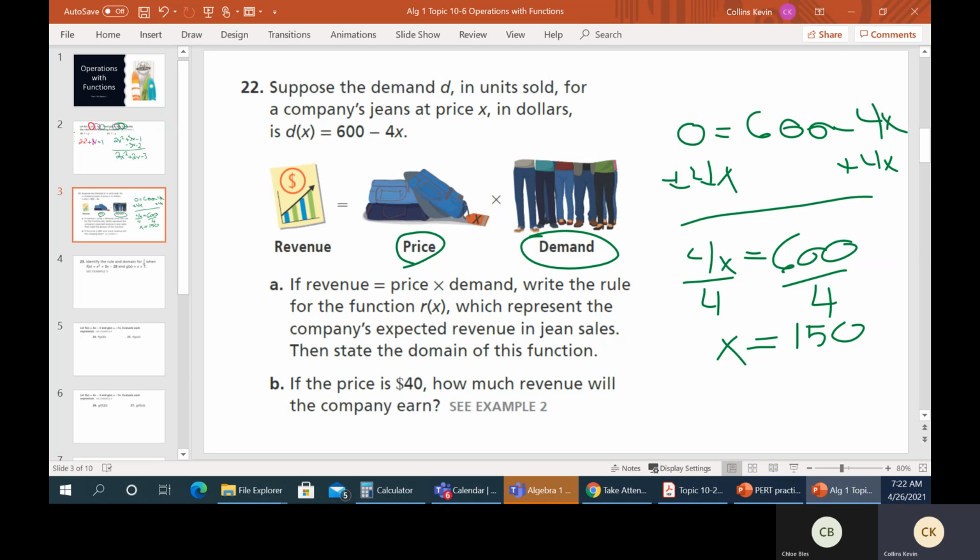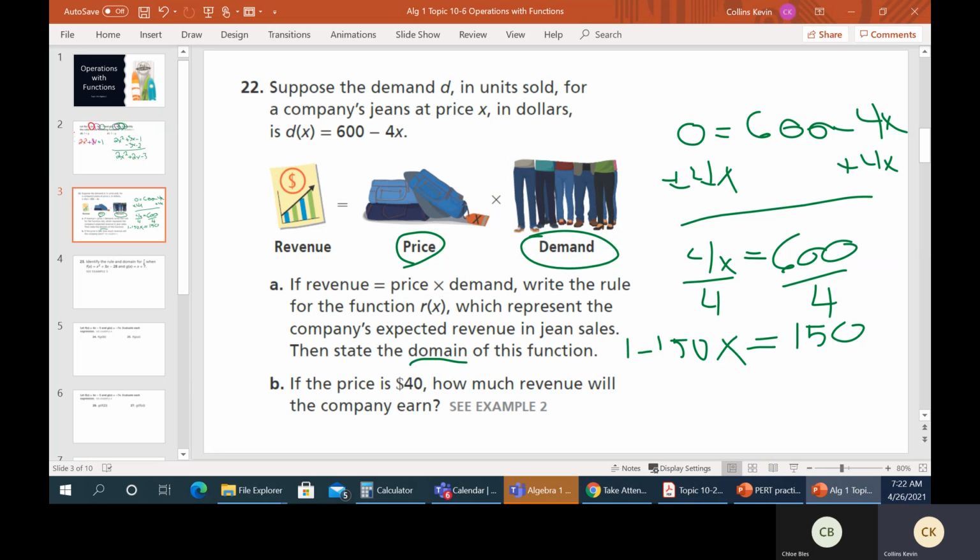So the domain that they're talking about, that's the possible x values, would obviously be... they're not going to give the jeans away. But say they're having some kind of sale someplace where they're just trying to get rid of them. The jeans could be $1 and go up to $150. So that's your domain. It would be $1 up to 150. Okay, so that's what they're talking about there.